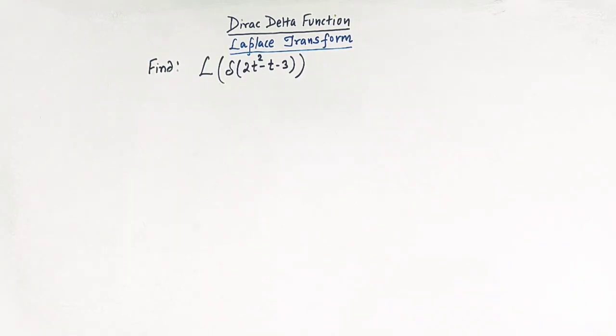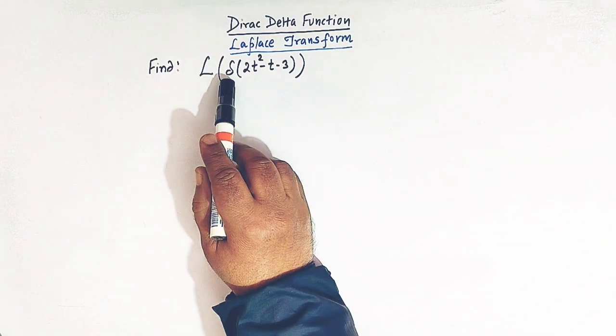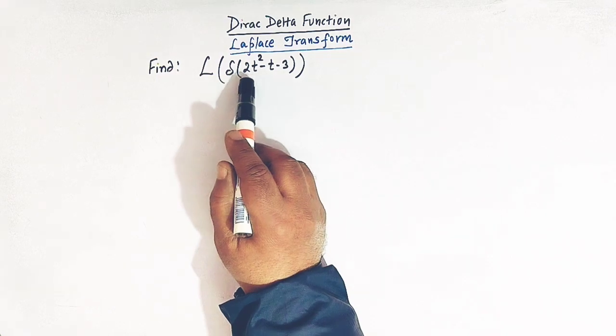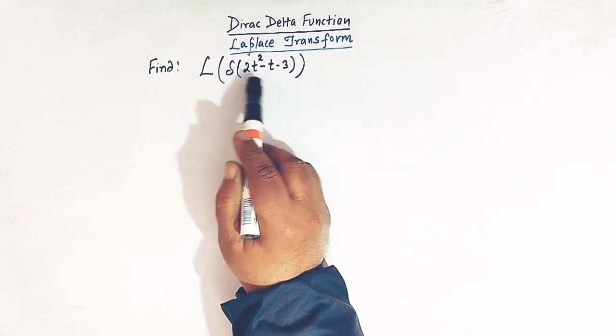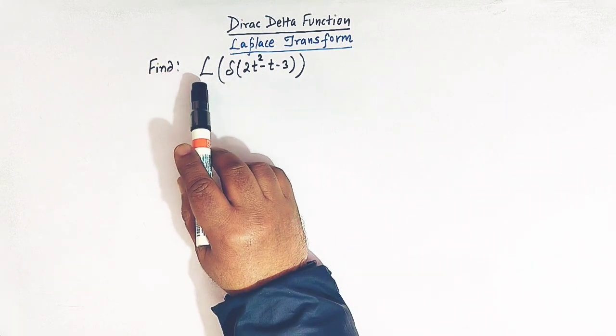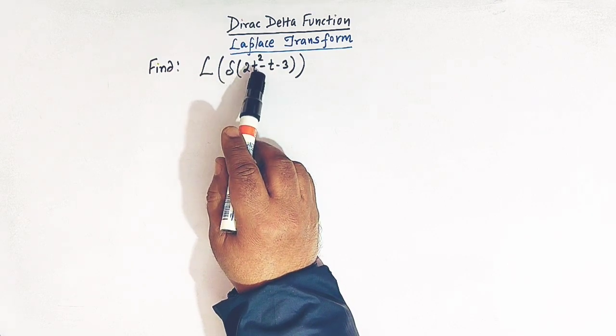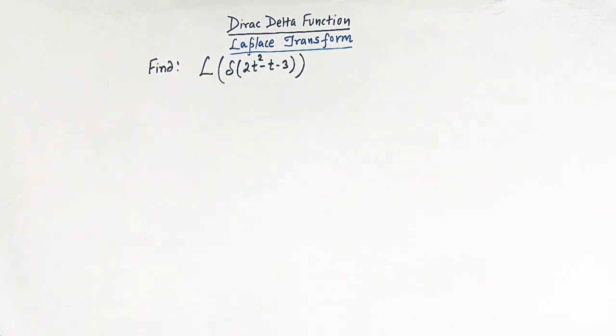Hello viewers, in today's class we are going to discuss one important problem from Dirac delta function. In our earlier videos we have discussed a lot of problems related to Dirac delta function. In this session we are going to find the Laplace transform of Dirac delta function, in which we have a quadratic function. So we have to find the Laplace transform of delta of 2t² − t − 3.